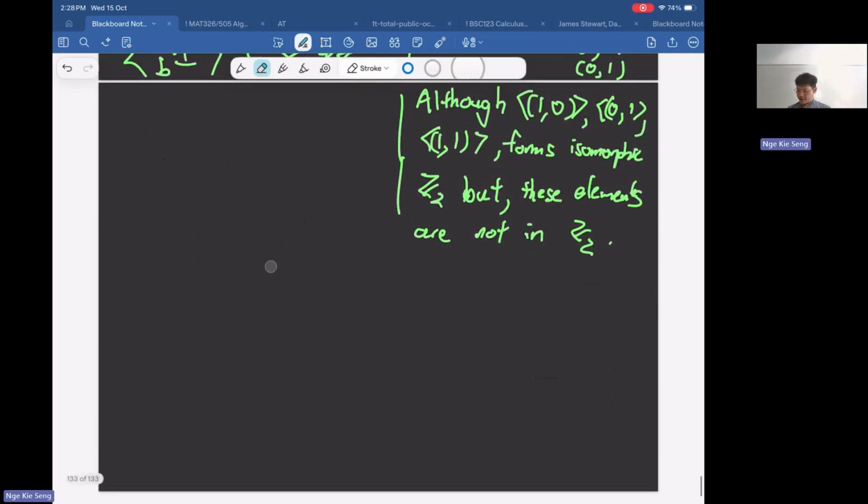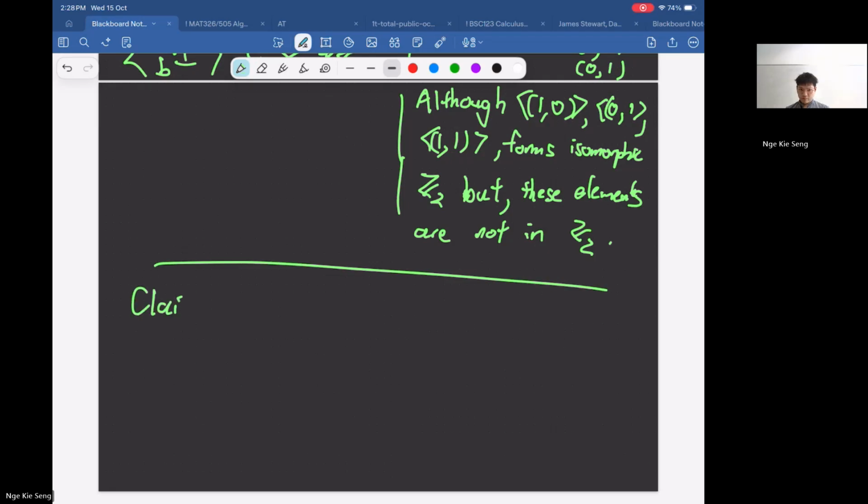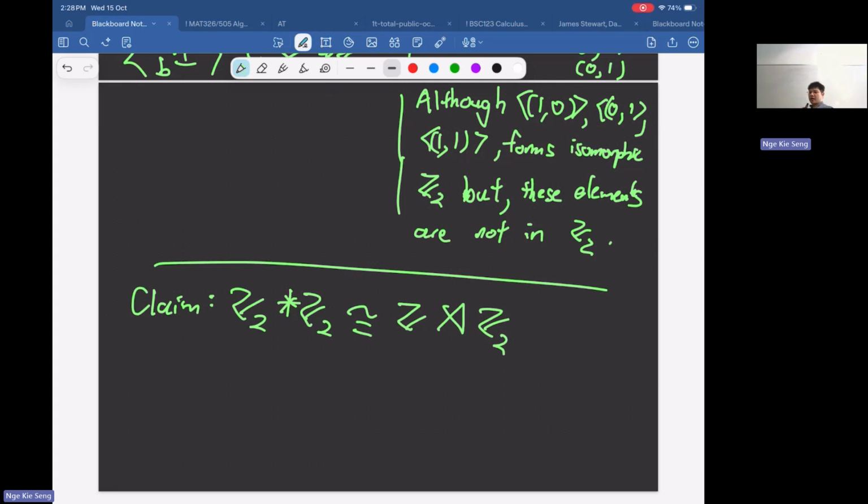So one can actually prove that. There's one claim here. So how does this Z2 free product Z2 look like? Actually this is isomorphic to something called the semi-direct product between Z and Z2. So I put a reference here. You can go and see what's called the semi-direct product, by Keith Conrad. You can look this up, but I can tell you some properties about it.